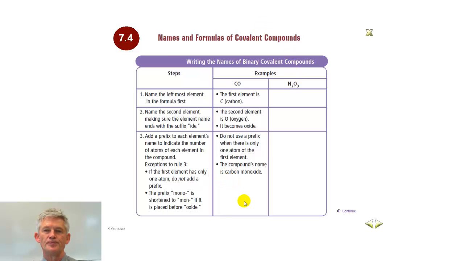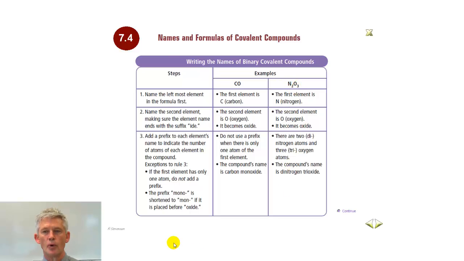So let's do another one. We have 2 nitrogens, 3 oxygens. The first element is nitrogen. The second element is oxygen. Change the ending on the word oxygen to "-ide". And again, this time, you're going to have prefixes for both the nitrogen and the oxygen. And as your mother knows and you know, nitrogen is 2, oxygen is 3, a di and a tri. We're going to get dinitrogen trioxide.